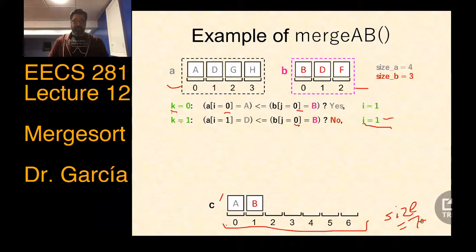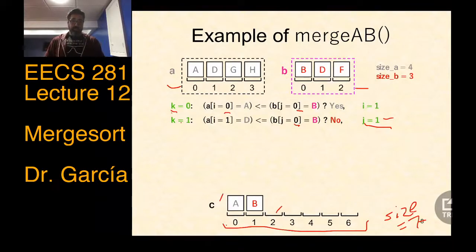So now go to the next iteration, which would mean that I'll have to increase K again, because what I'm looking to add to C is the third element right here. So K always increases by 1. Okay, it is our if conditional inside the loop that determines whether I'm going to increment I or J or both. Okay.